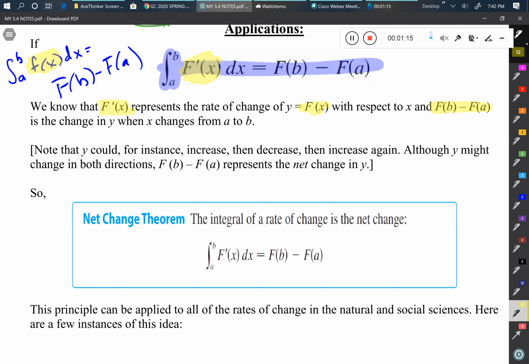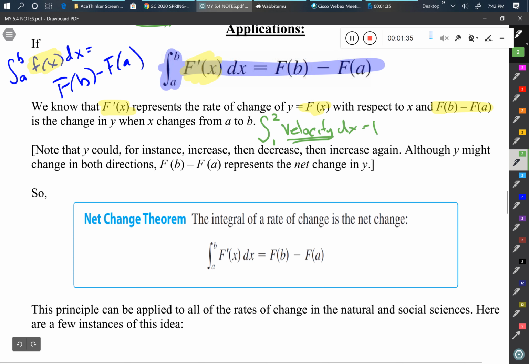Suppose that f prime was a rate of change. Now I'm going to go with the one that you know the best. Let's say that f prime was velocity, and we were going to do the integral from 1 to 2 of velocity dx. Well, the antiderivative of velocity is going to be position. So it's going to be position at time 2, or what letter do we use for that? We use s, don't we? Position at time 2 minus position at time 1, and that is going to give us the change in position, the net change from time 1 to time 2.